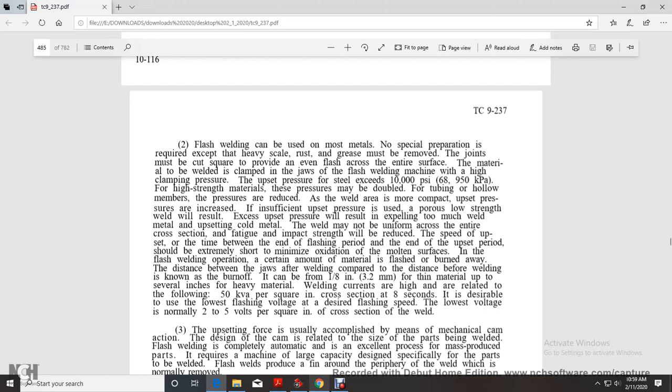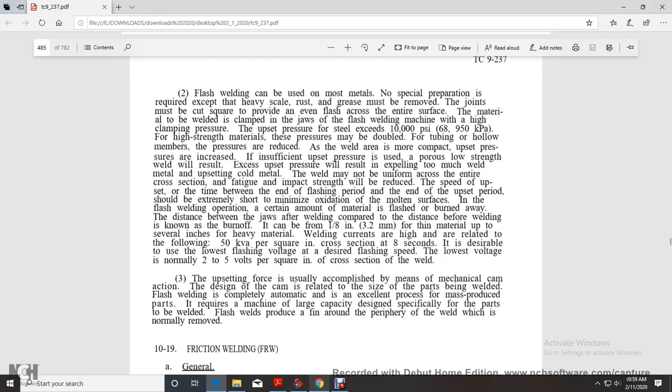The impact of the upset will reduce the speed of the upset, with the time between the end of the flashing period and the end of the upset period. It should be extremely short, with minimum oxidation of the molten surface in the flash welding operation. A certain amount of material is flashed and burned away. The difference in the distance of the jaws compared to the distance from the welding zone, with the burn off, can be 1/8 inch for thin material up to several inches.